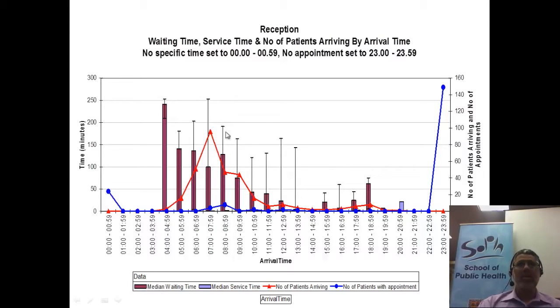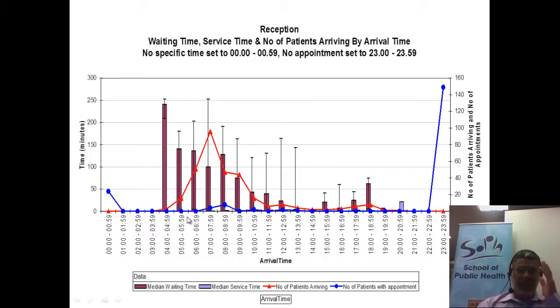So what we are seeing is a large batch of 100 patients at 7 o'clock, and also at 6, 8 and 9 o'clock. So indeed you can see large batches of patients arriving early in the morning. And clearly this, as we noted before, is going to result in a very high waiting time for these patients.